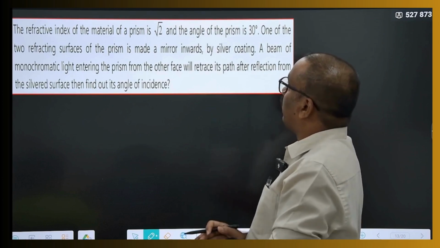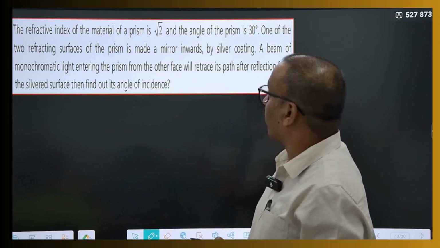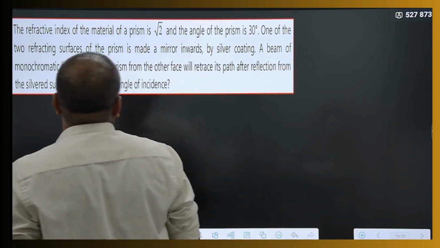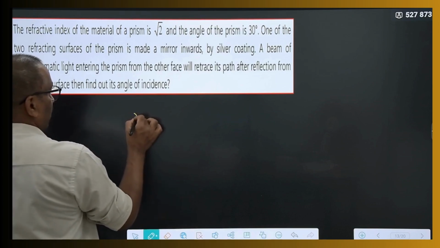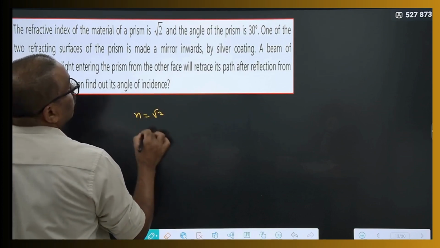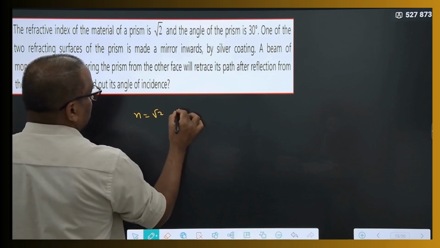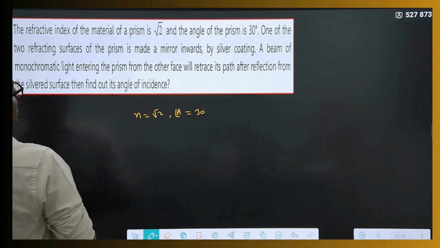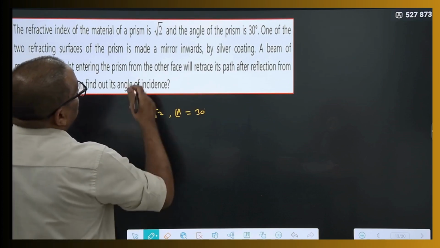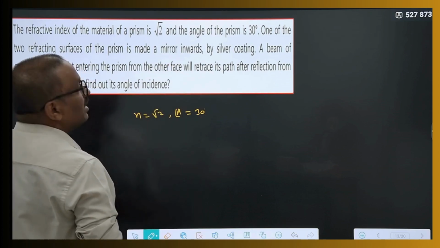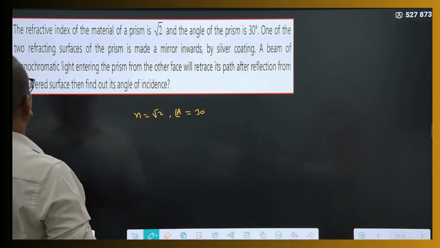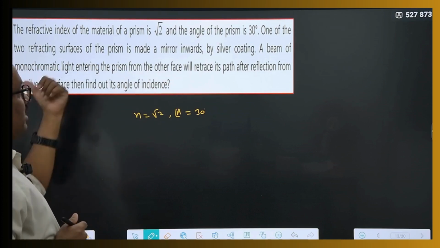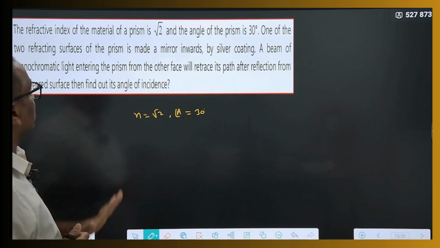Therefore, the refractive index of the prism is root 2. Okay, refractive index given. Angle of prism is also given. Let us see what is given. The refractive index is root 2. Angle of prism is 30 degree. One of the two refracting surfaces of the prism is made a mirror by silver coating. The beam of monochromatic light enters the prism from one of the faces and retraces after reflection from the silver. Find the angle of incidence.